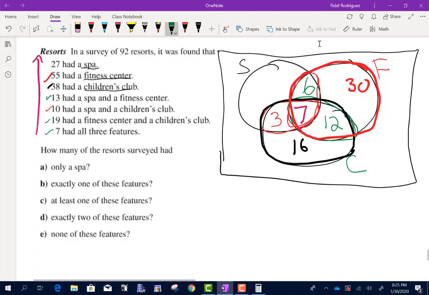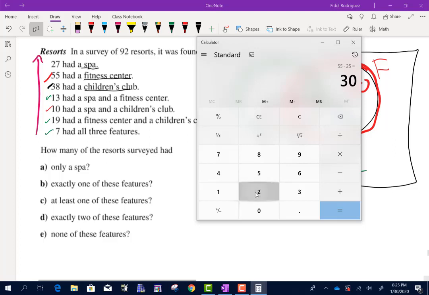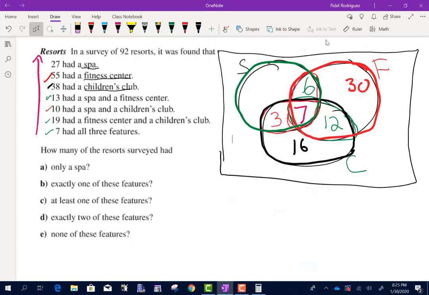And we have one more. Okay. Everybody inside this circle here has a spa. So let's take a look. So 3 and 7 is 10, and 6 is 16. 27 have a spa, so I'm going to figure out now what's 27 minus 16. That's going to give me 11. So the number that's going to go right here is going to be 11.